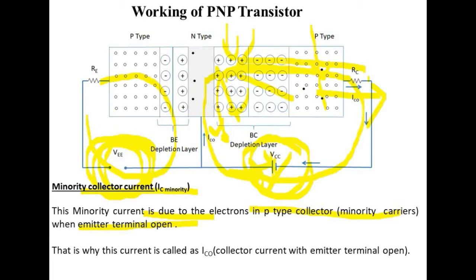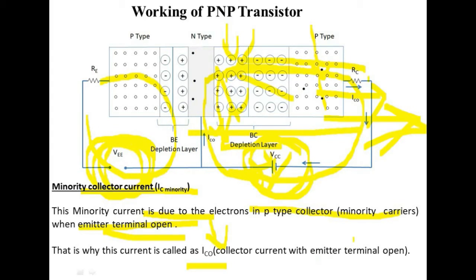It means it is in the opposite direction. So the collector current is flowing out of the collector. It is called ICO because it is flowing in the reverse direction. That is why this current is called reverse current. This minority current is due to the electrons in the p-type collector with the emitter terminal open. That is why this current is called ICO. Here O signifies collector current with the emitter terminal open.